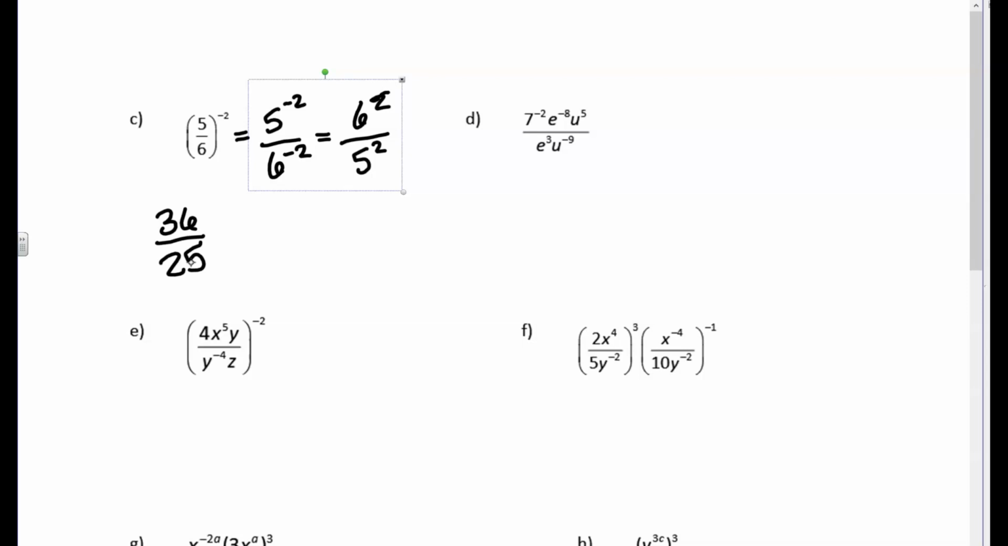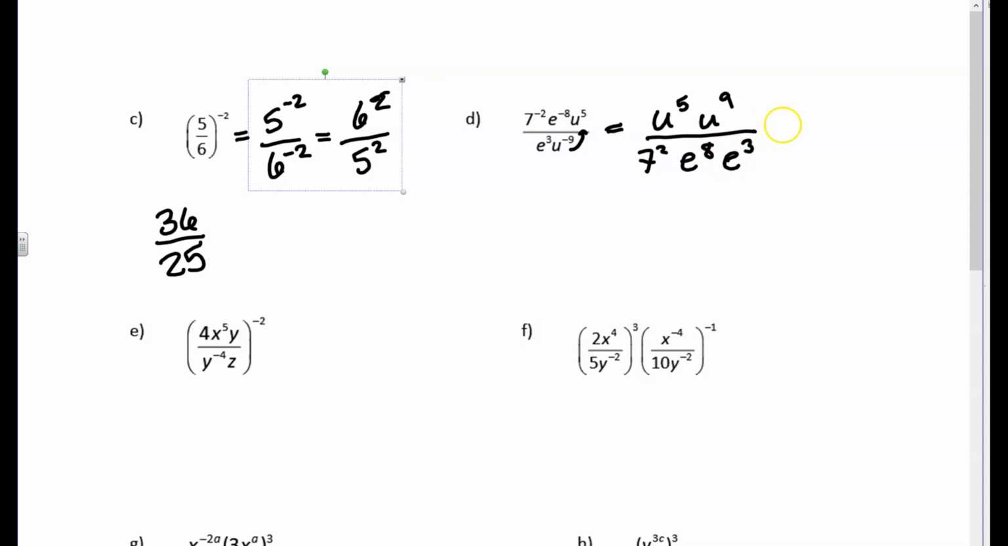Let's look at this next guy. There is no overarching power, no power to power in this, so we're going to go ahead and deal with all of our negative exponents. So here, the u to the 5th is the only thing that stays in the numerator, and then that u to the 9th is going to come up to join it. Then in my denominator, the 7 squared fell, as did the e to the 8th, and that's joining the e to the 3rd that was already down there.